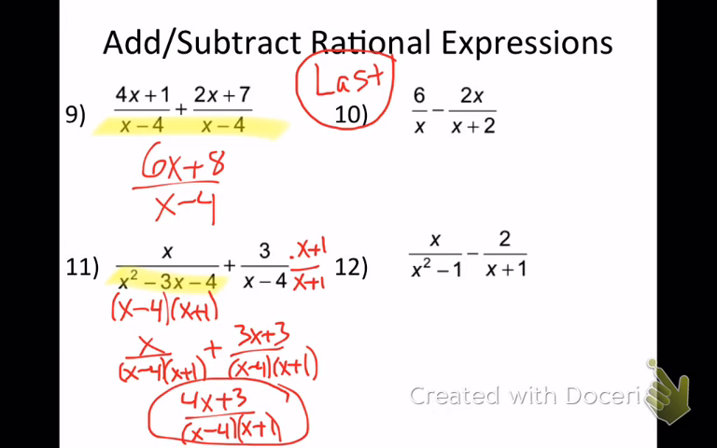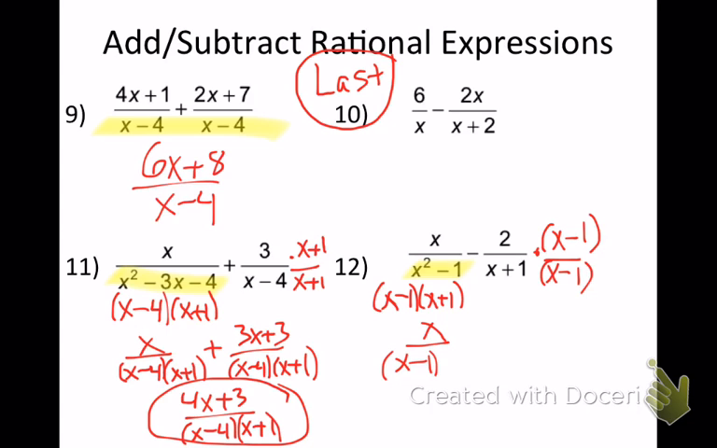And 12, I need to factor the left one down. Katie, how do you factor x squared minus 1? X minus 1, x plus 1. So Katie, what do I need to multiply the right fraction by then? X minus 1. I need to multiply by x minus 1 over x minus 1. When I do that, I get x over x minus 1, x plus 1, minus 2x minus 2, all over x plus 1, x minus 1.